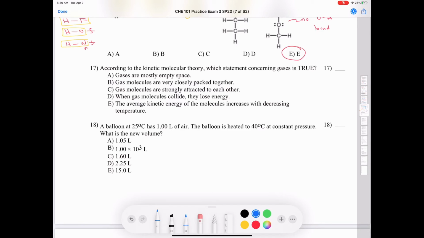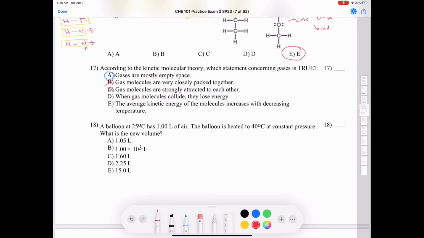Number 17, according to the kinetic molecular theory of gases, which statement concerning gases is true? Well, the first one says gases are mostly empty space. That's definitely true, right? The answer is A. When we think about gases, they're mostly empty space. The particles are very far apart in a gas compared to a liquid or a solid. Let's look at the other ones for fun. B, gas molecules are very closely packed together. That's not true whatsoever. C, gas molecules are strongly attracted to each other. No, gas molecules have elastic collisions, right? They just bounce off of each other. And the reason is because they don't feel a strong attraction for each other.